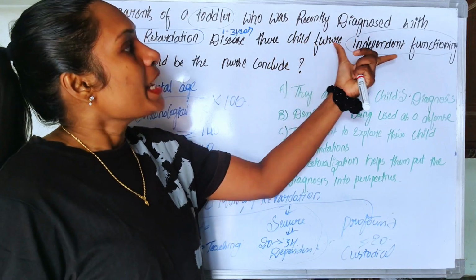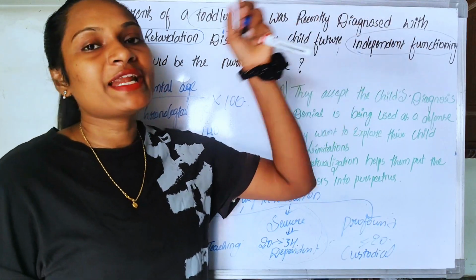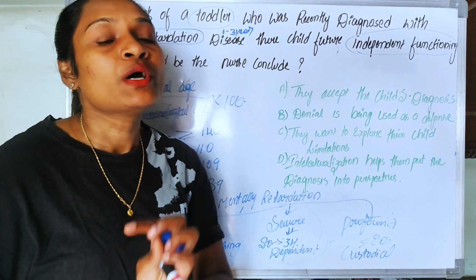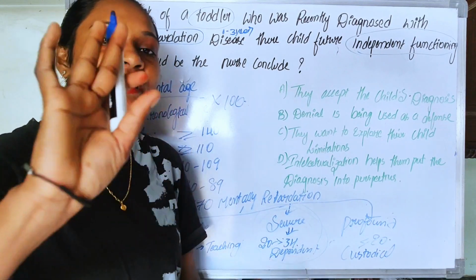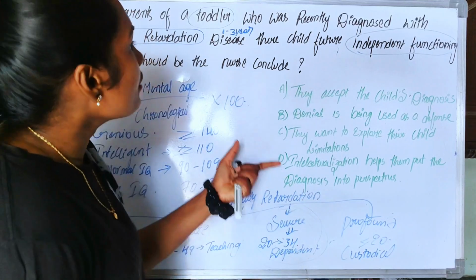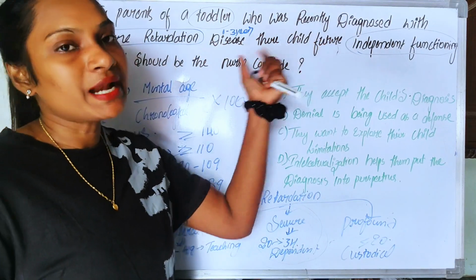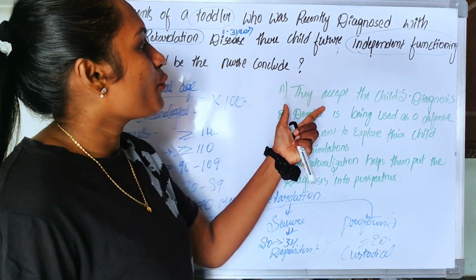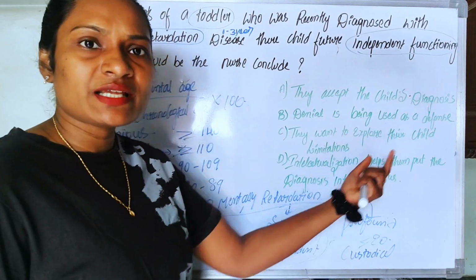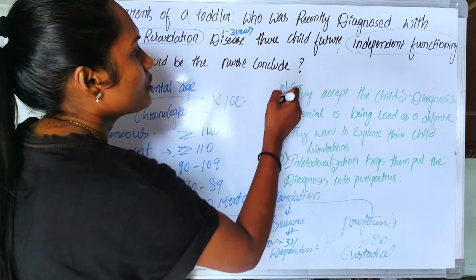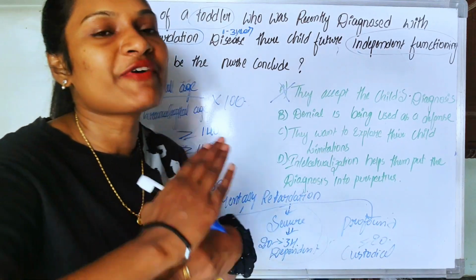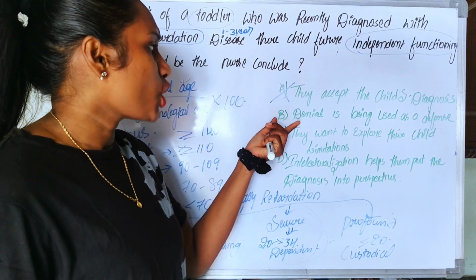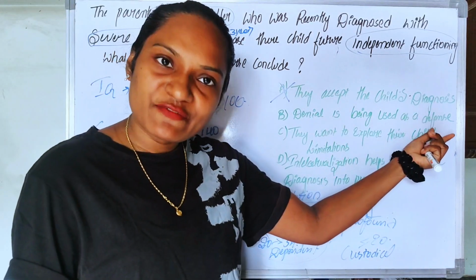Parents are asking when the child can do independent functioning. These kind of severe persons never do their independent things. Always he will be dependent. But parents are asking like that. Then what the nurse has to conclude? Option A, they accept the child's diagnosis. They didn't accept it. They are re-questioning, which means they have not accepted the diagnosis. Next, option B, denial is being used as a defense.